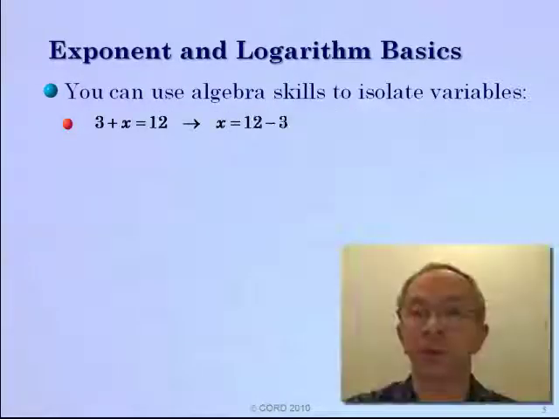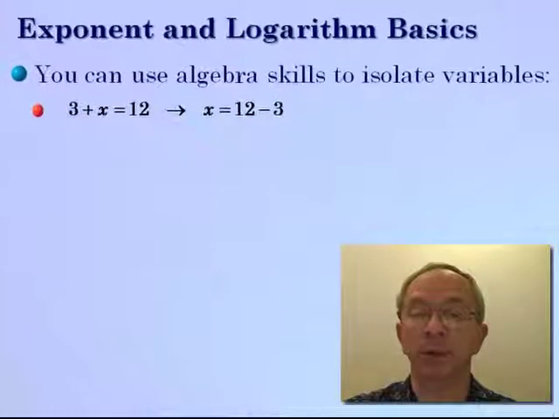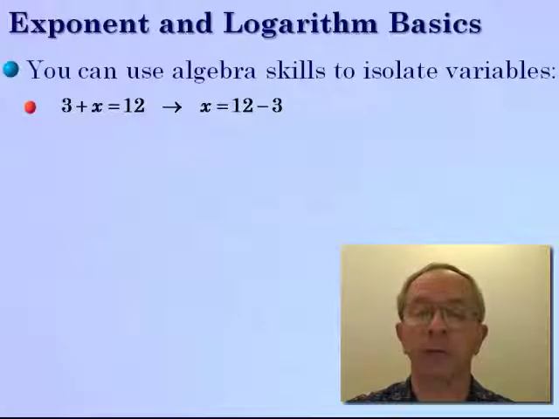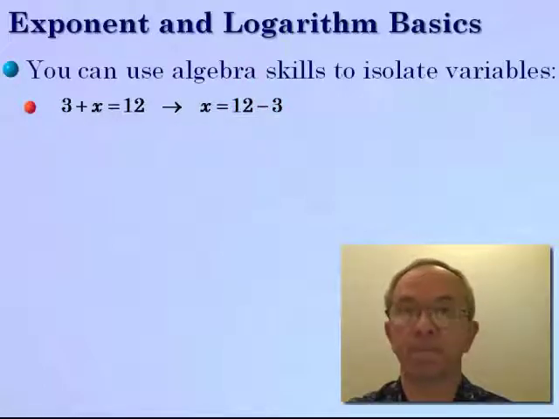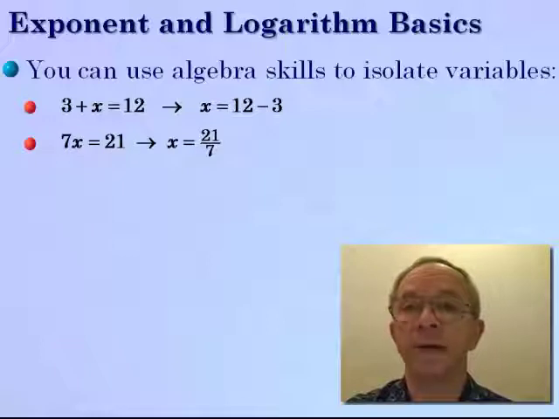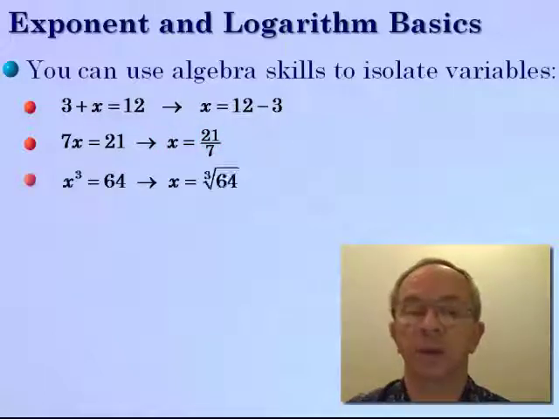You can use algebra skills you already have to isolate variables. You've learned how to take 3 plus x equals 12 and solve for x. You found that x equals 9 by subtracting 3 from both sides. Or 7x equals 21. You know how to solve for x there. You divide both sides by 7 and you get x equals 21/7. Or x cubed equals 64. You could solve for x by taking the cube root of both sides, and you find that x is equal to the cube root of 64.